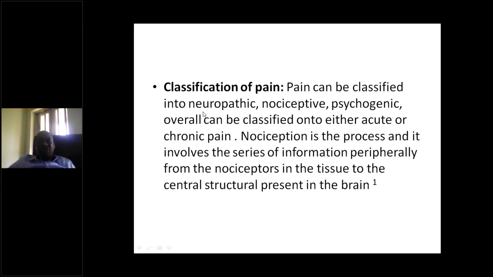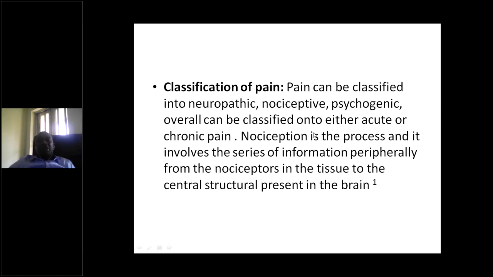Overall, pain can be classified as neuropathic, nociceptive, or psychogenic. Okay, so take note of this. It can be neuropathic, nociceptive, psychogenic. But overall, pains are classified into two. They are classified into either neuropathic pain or nociceptive pain.